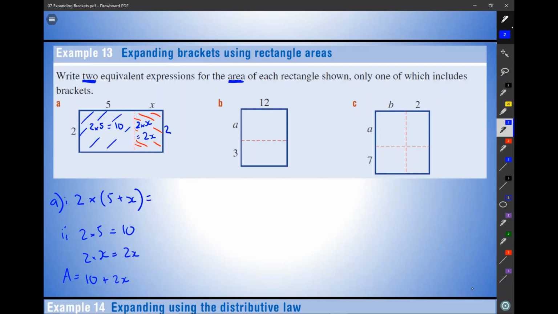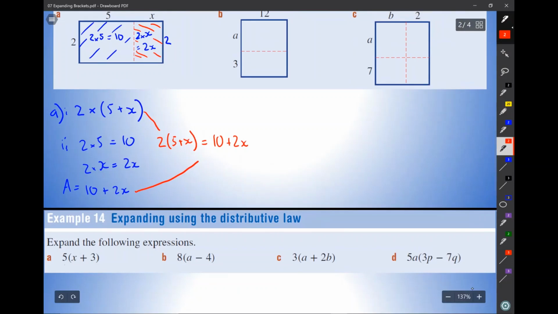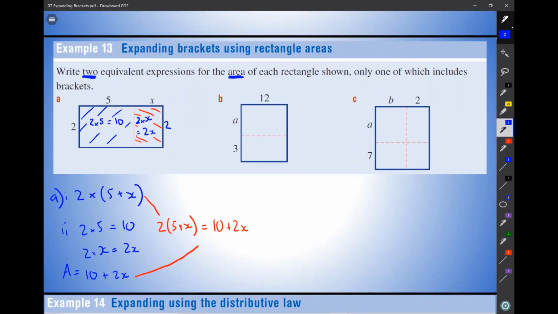Okay, so what I want you to see here in this example is that these two expressions, this first one, 2 times 5 plus x, is the same as this one. And we're going to come back to this in a moment when we move on to simply expanding brackets. Okay, let's do this second example. We're not going to do C, we'll just do part B, just to make sure we've got this.